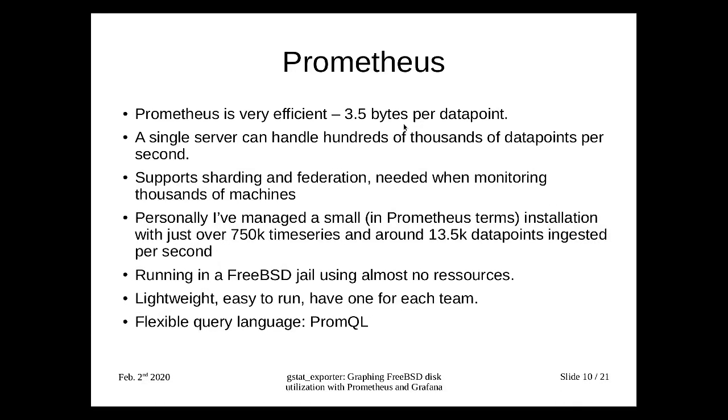At work, the Prometheus installation I was managing there had about 750,000 time series and about 13,500 per second metrics put into the database, and that's small in Prometheus terms. That's not an issue at all. You can do that on a laptop or on whatever. It's in a jail. All my stuff runs in jails, and you can easily have one for each team. It's not like managing an ELK instance or something like that. You can just whip up a new one if you want one for the network team and one for the operations team or whatever. You can easily do that.